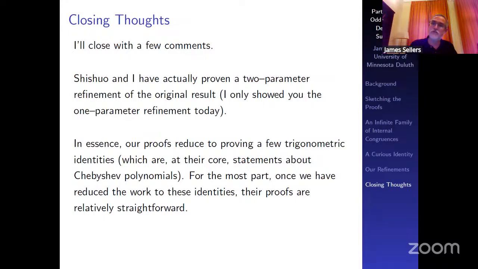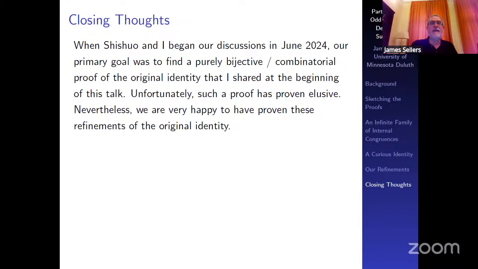Once you see what you want the identities to be, finding the left-hand and the right-hand side of the identity is not always easy. And I'll just point out that when Shishuo and I started this work, what we really wanted was just a purely bijective combinatorial proof of the original identity. That's all we really wanted. And sadly, I must share with you today that we don't have that. So rather than finding just a very simple map between PDO of 2n and the convolution sum on the right-hand side, we didn't find that.